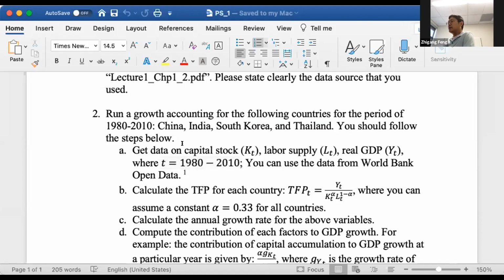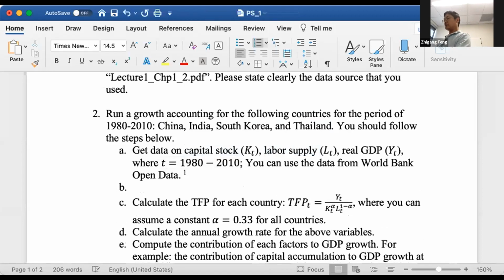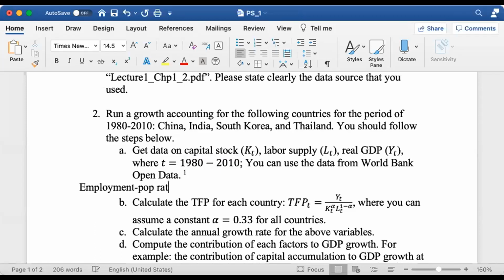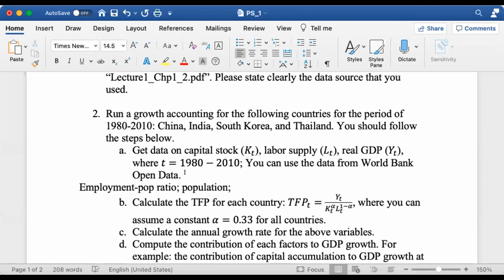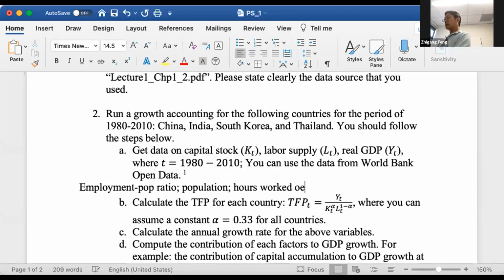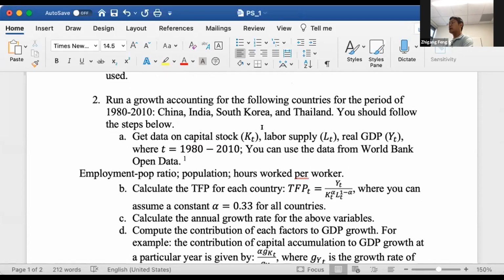Then the data for capital stock seems straightforward. For labor supply, you essentially need 3 pieces of data to finish this part. First, you need to find the employment-population ratio. Second, you need to find the population. Third, you need to find the hours worked per worker. If you multiply them all together, you get the total hours worked in that country, which is used to measure labor supply. For real GDP, that's straightforward.